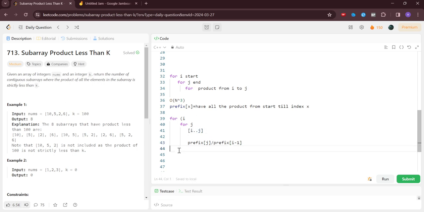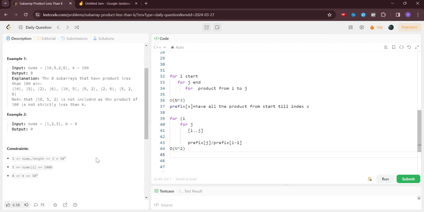For this, the time complexity is going to be big O of n square, because we are taking only 2 for loops, and then we build the prefix using one for loop. We do the product from the start and reach till the end of the array. And now let us try to optimize this solution.